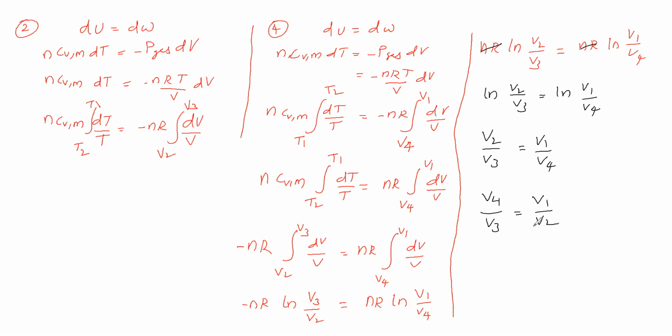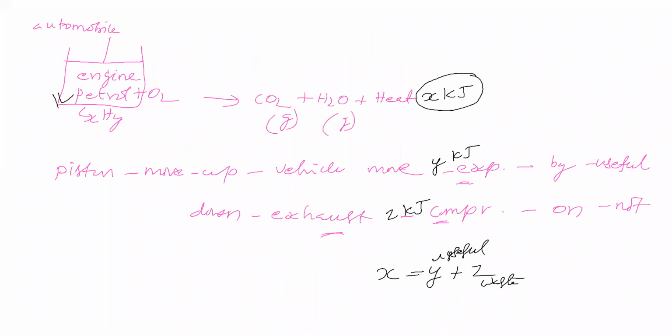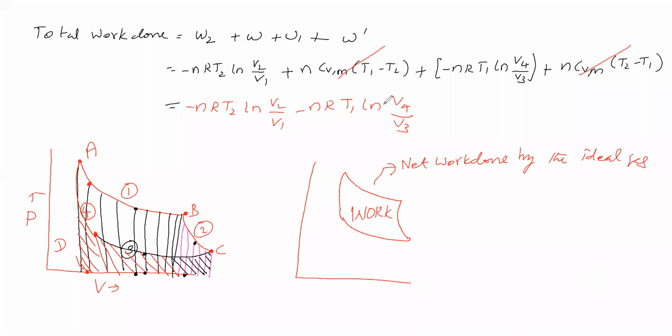This we will take for substitution, at this place. Since we got V4 by V3, now we have to substitute at this place. So now net work done is equal to minus nR T2 ln V2 by V1 minus nR T1 ln V4 by V3. How much did we get?